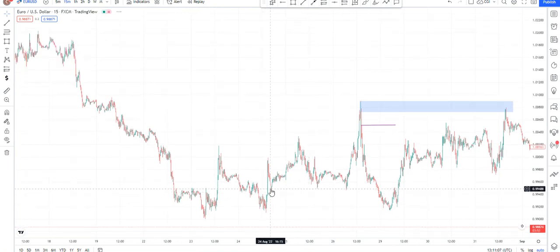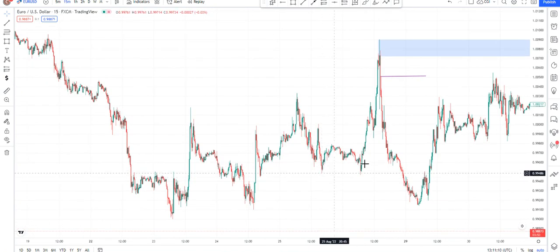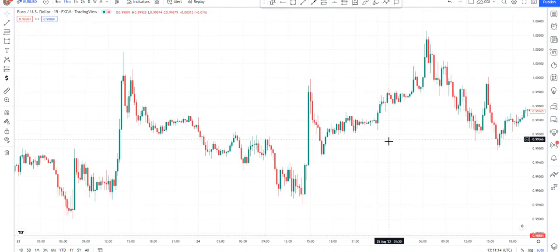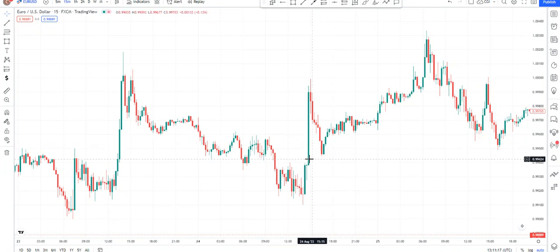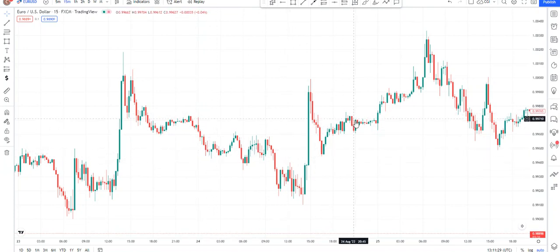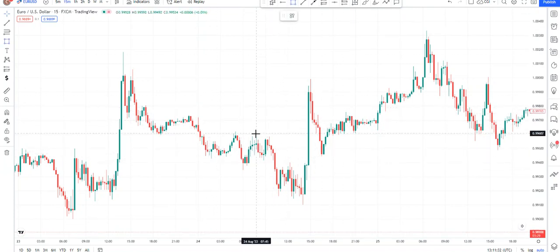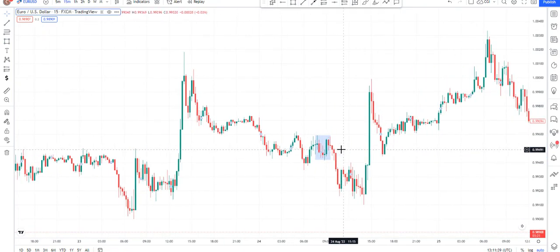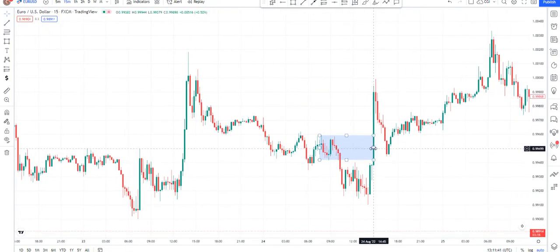All right, let's see. Here now you can see this sharp movement that took out the highs. So now we're going to find our secondary zone. Our secondary zone is from here to here. Once price starts coming down, we might see it react within this secondary zone.